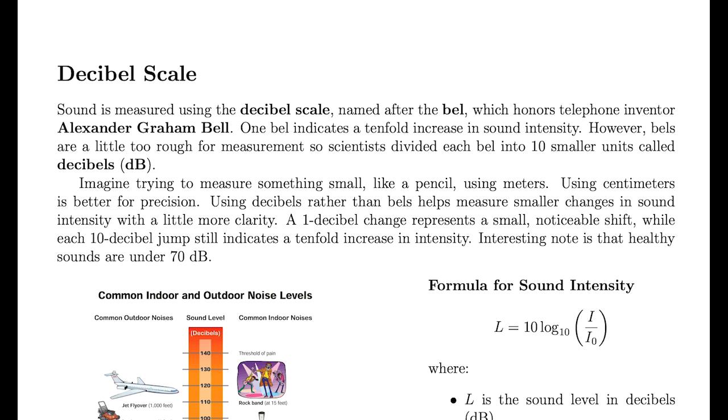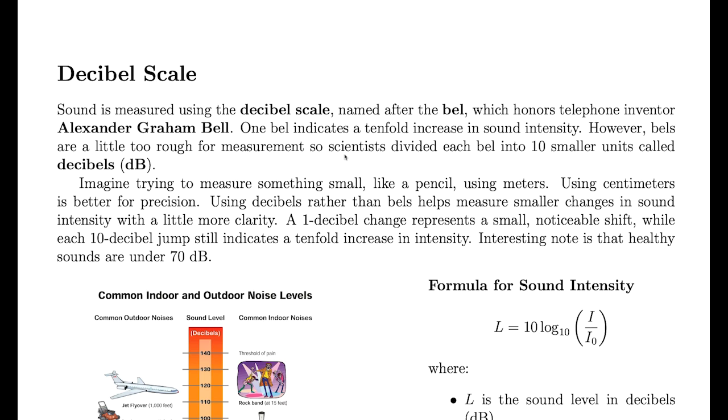I think scientists found that bells were too rough of a measurement. So one bell indicates a tenfold increase in sound intensity, but maybe too rough. So imagine measuring something small like a pencil, and you're using meters. You would say, okay, well, the pencil is maybe 0.12 meters. But that doesn't really sound sensible to us.